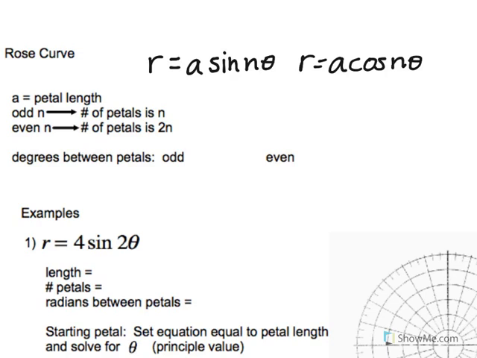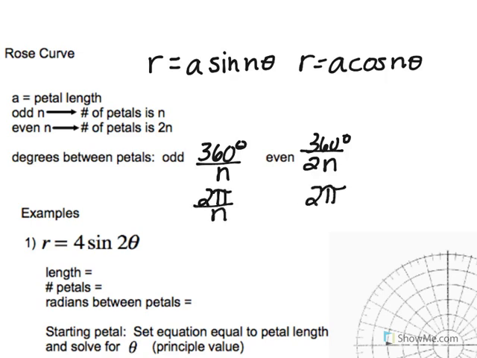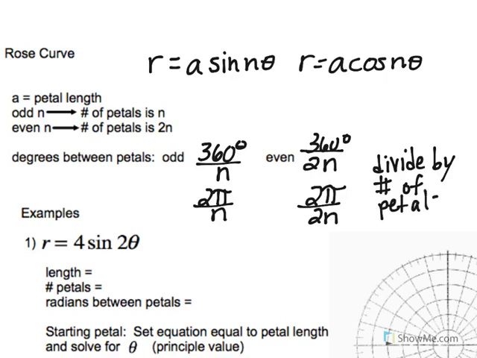When you have your degrees between your petals, or radians, I'm going to do both here. If it's odd, you're going to have 360 divided by n. So it's always going to be 360 divided by your number of petals. And if it's even, it'll be 360 divided by 2n. That'll give you your degree measure between. You can do the same thing for radians: 2 pi divided by n, or 2 pi divided by 2n. Really just divide by the number of petals. Since it's easier on our polar grids to use radians, you're probably going to be using that value. Now the key here is coming up with the petal that you're starting at.